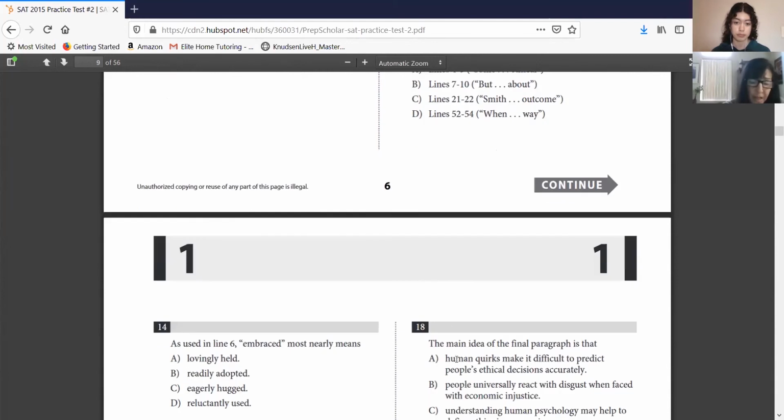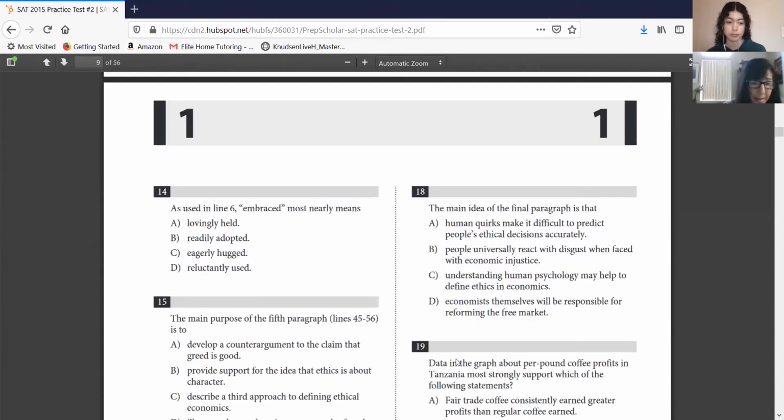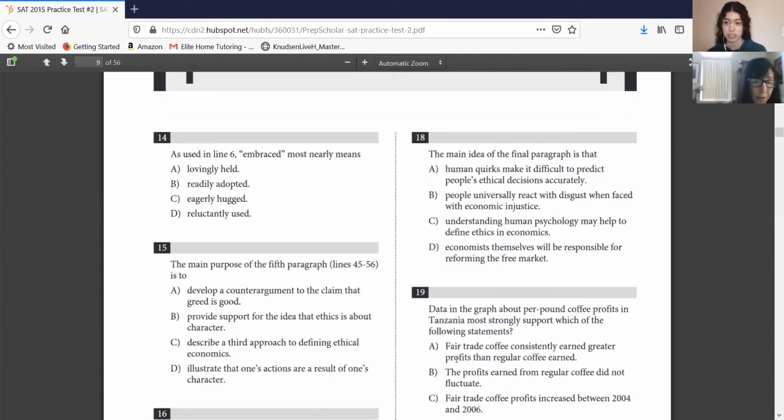Okay. Any questions on command of evidence questions, the 2 doubles? You know how to do them now, do them together. Okay. No questions on number 14? Okay, thank you.